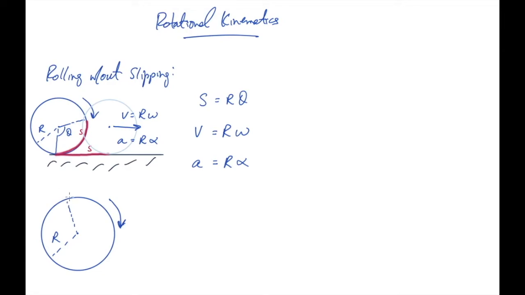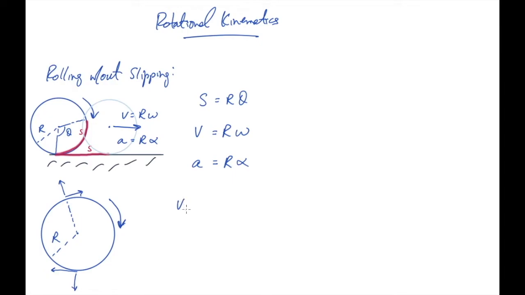So let's consider this point here. The tangential direction looks like this, and the radial direction is this way. So that as this wheel rotates and we come around here, for instance, the tangential direction would be here, and the radial direction would be here. What I want us to think about are the components of velocity in the tangential and radial directions, and then do the same thing for the components of acceleration.